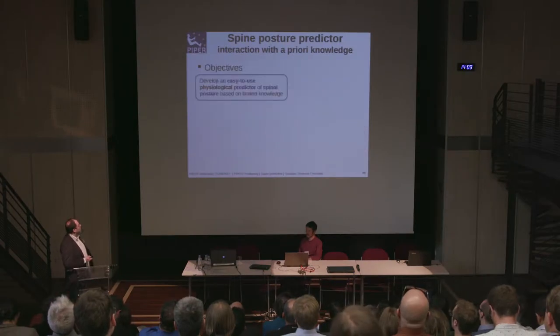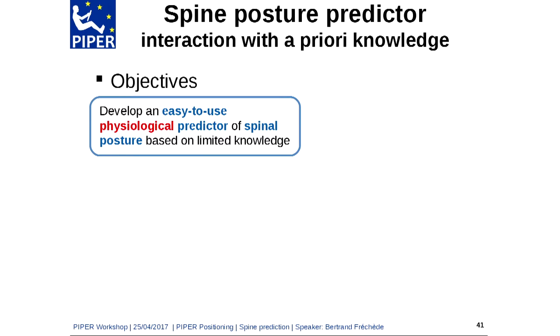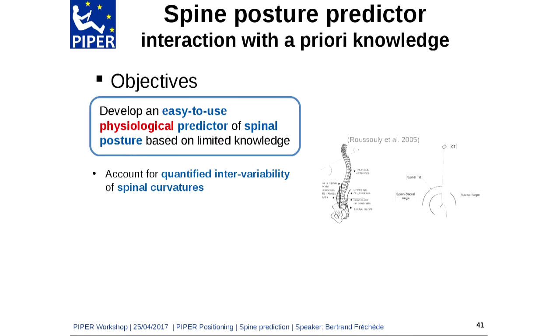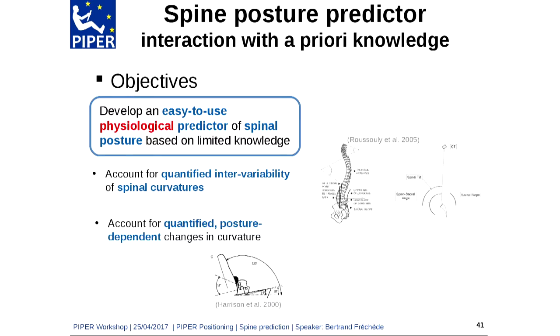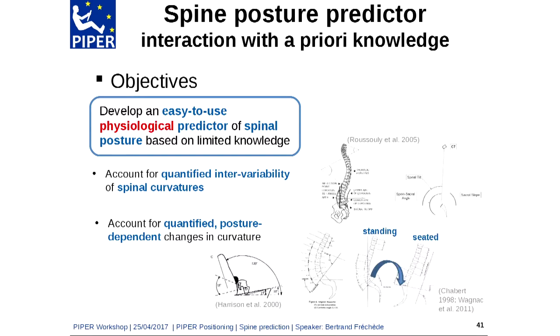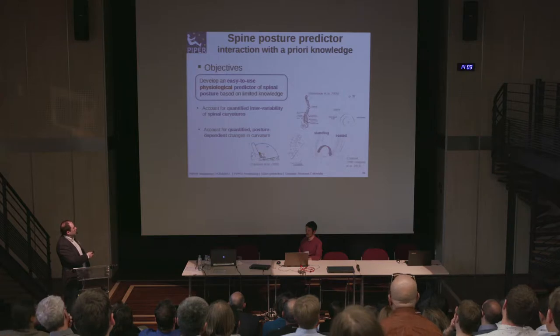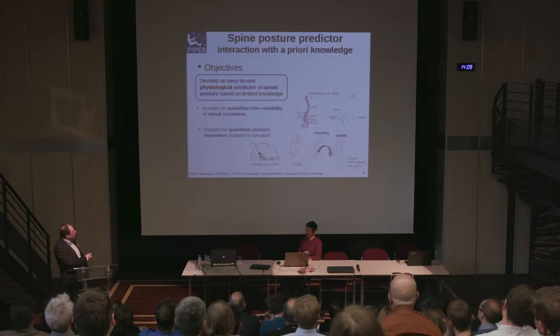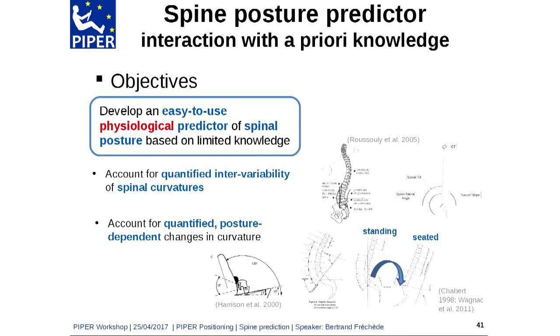So the objective of this predictor was to develop an easy-to-use physiological predictor of the spine and posture based on limited knowledge. So that was accounting for described quantified intervariability between subjects, for the spine and curvatures, and accounting for described and quantified posture-dependent changes in curvatures that would occur, for example, in the presence of a seat, sit-back, or when you're changing posture between seated and standing. You can see that here, between those two postures, you have an anteversion of the pelvis and then a straightening of the lumbar spine, which is quite significant.